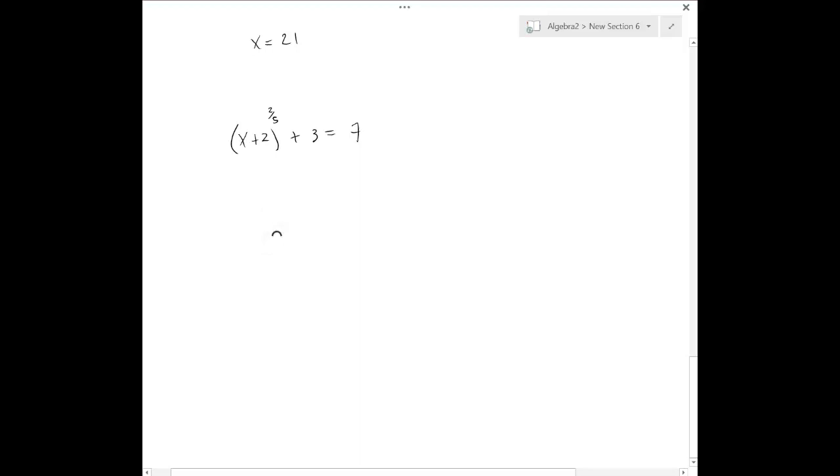Alright, so we want to basically do the same thing: isolate this big parentheses with an exponent by subtracting 3 from both sides. And then we get x plus 2 to the 2/5 is supposed to be equal to 4. Now we raise both sides to the 5/2, which is the reciprocal of 2/5. 2 over 5, the opposite of it, if you flip it, is 5/2. And that's what we want to raise both sides to, 5/2.